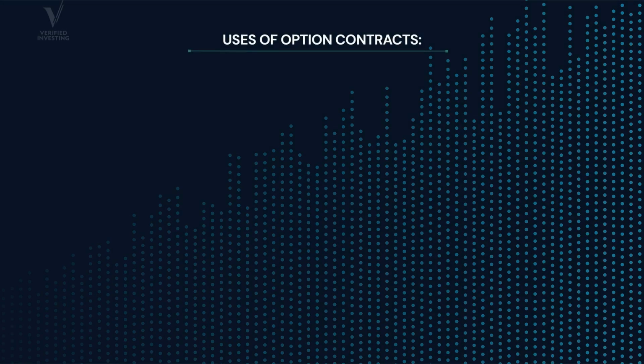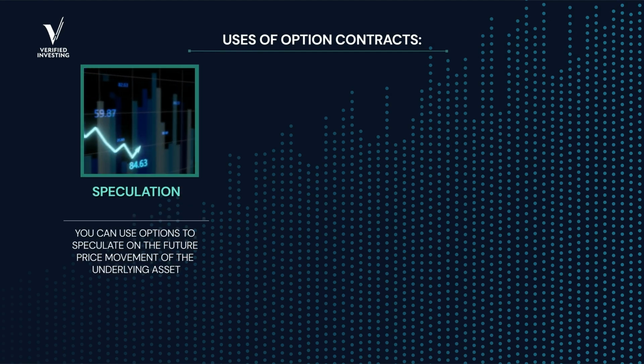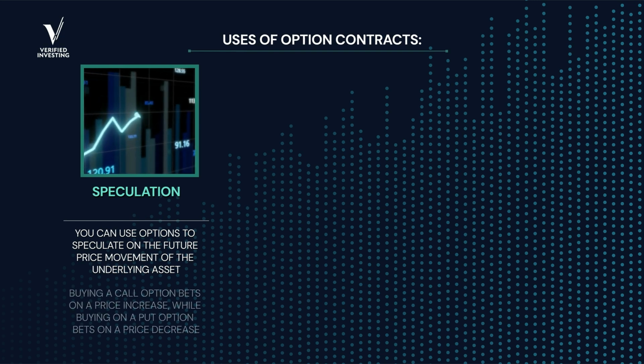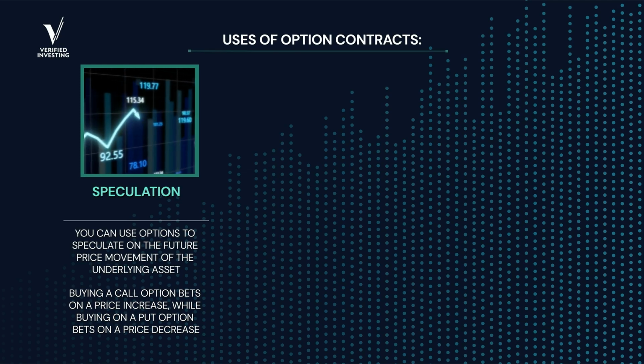Next, we'll explore the uses of option contracts. We have speculation, where you can use options to speculate on the future price movement of the underlying asset. Buying a call option bets on a price increase, while buying a put option bets on a price decrease.